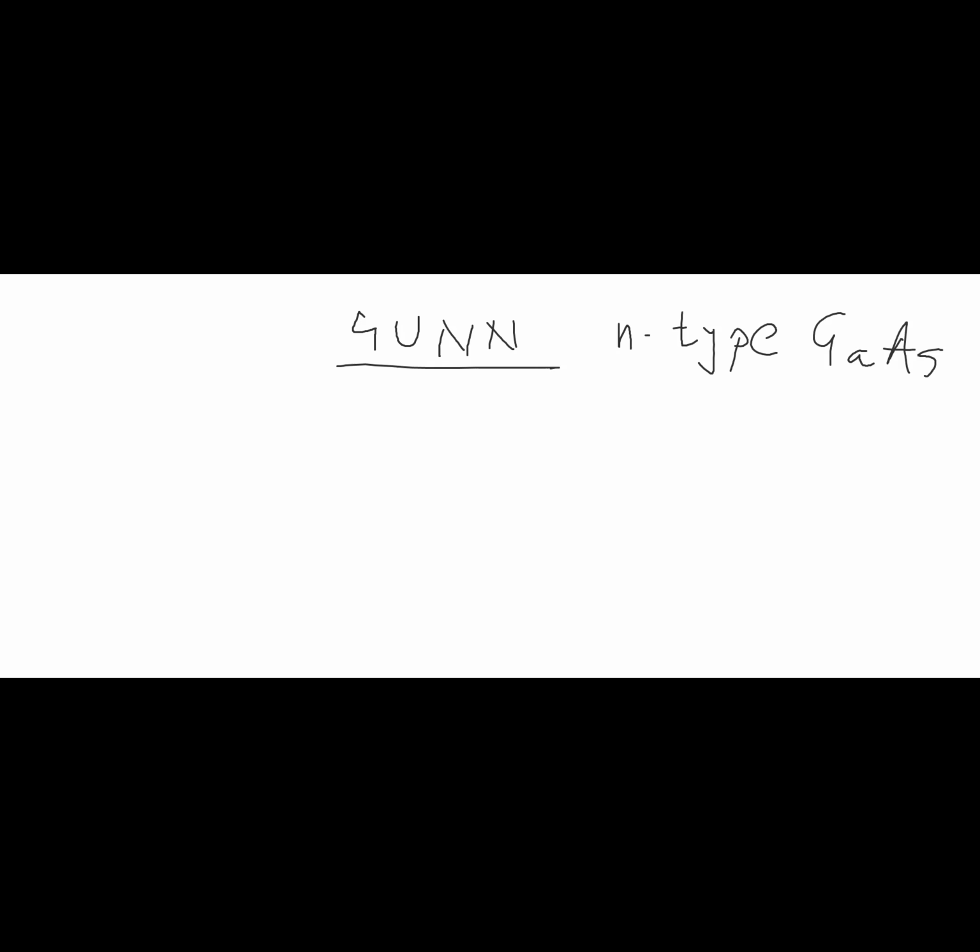Now, when Gunn was experimenting with the N type gallium arsenide sample, he noticed certain distinct behavior of this material, and that led to the development of the Gunn oscillator.